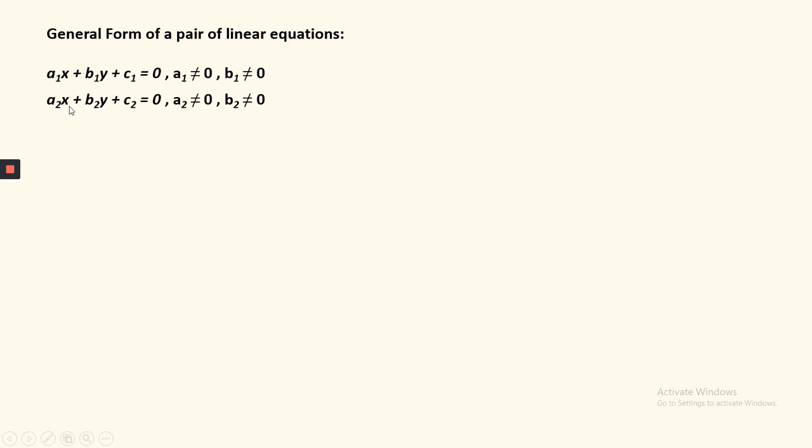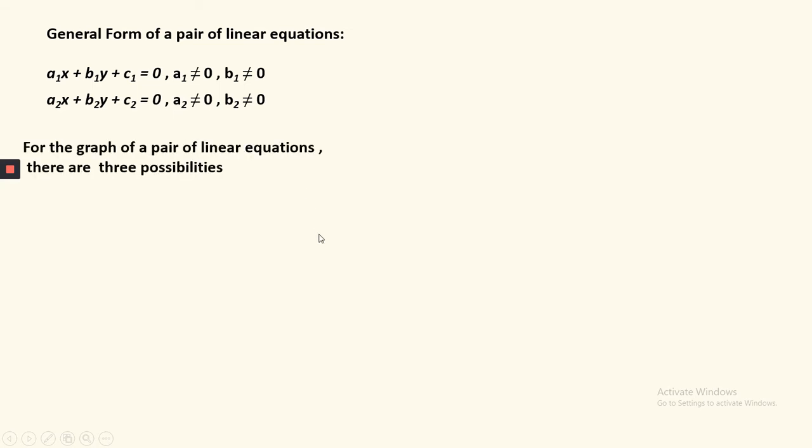Because if the coefficient of x in the equation is 0, then this term will vanish and this will have only one variable y. Just like that, if the other coefficient b2 is 0, this term will not be there, then this equation will have only one variable x. So these additional conditions are also specified along with the general form of linear equations.